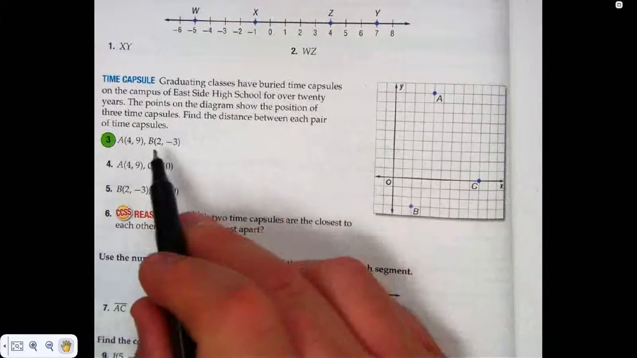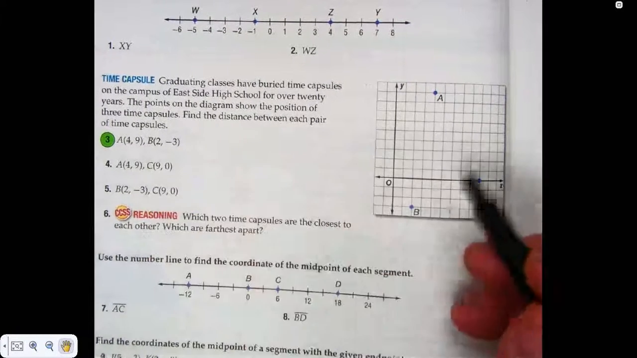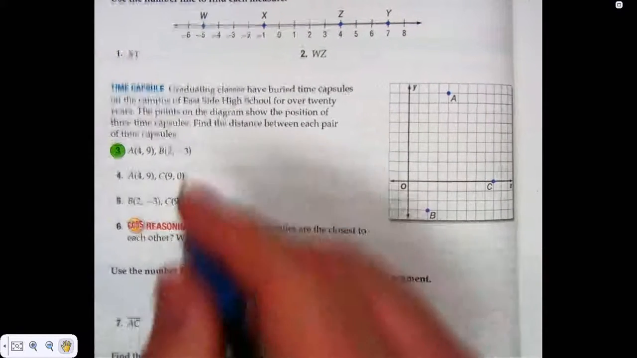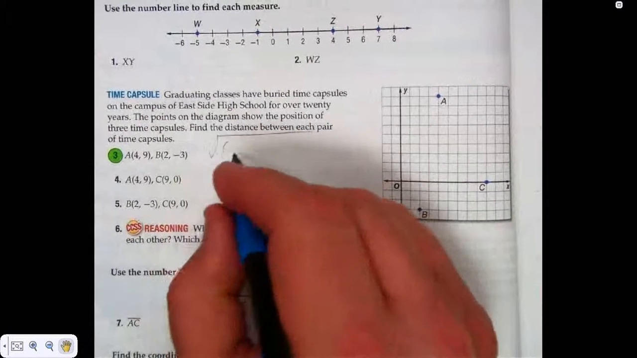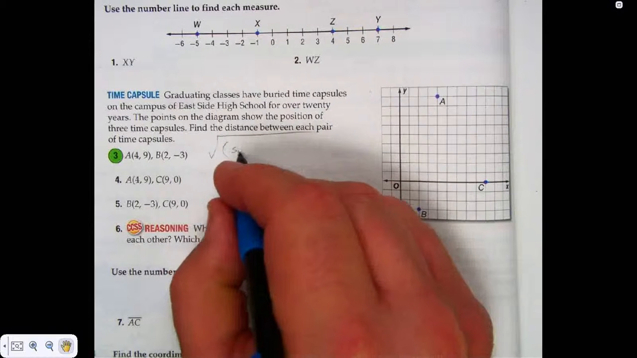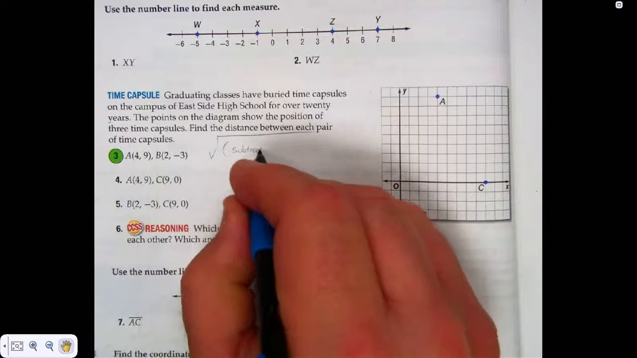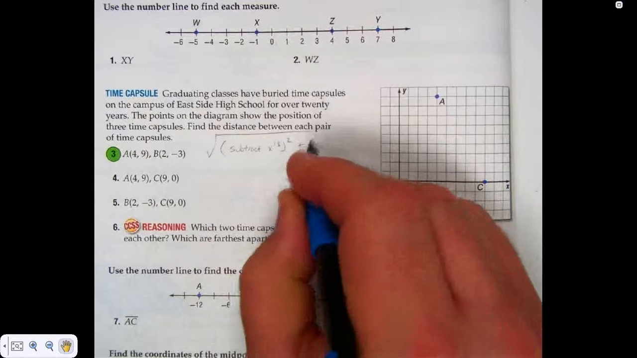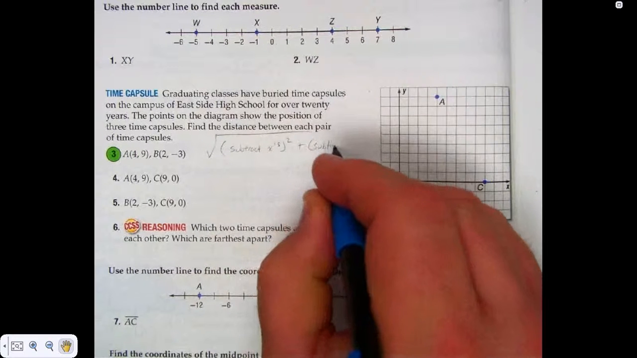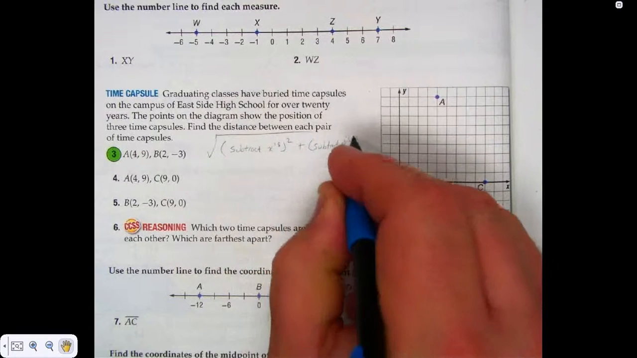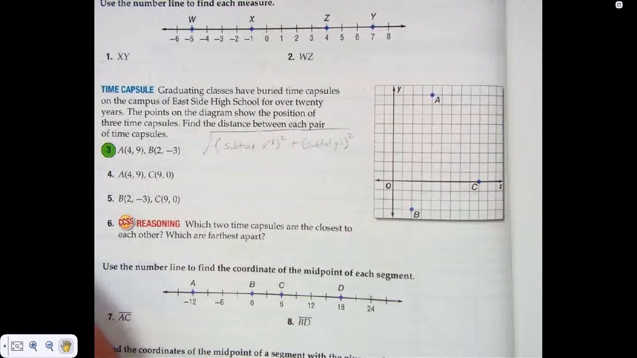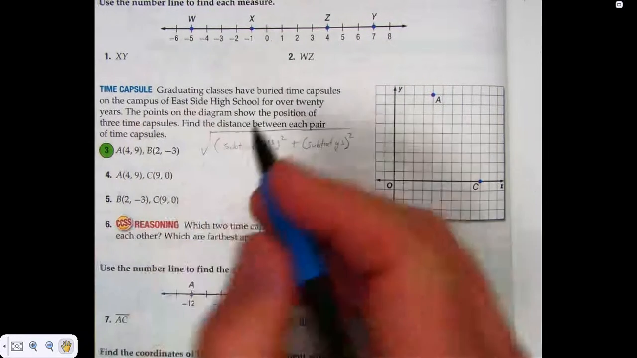So we're going to find the distance between points on a what? Coordinate plane. What is our formula for that? Subtract my what? X's, square it, then subtract my y's, square it, add them together, and then what? Take the square root.